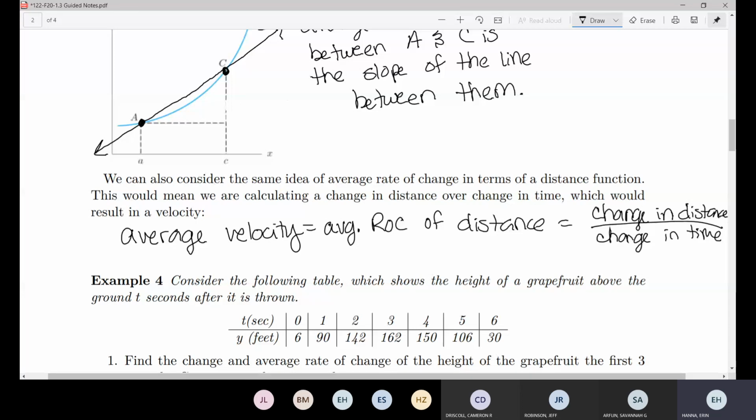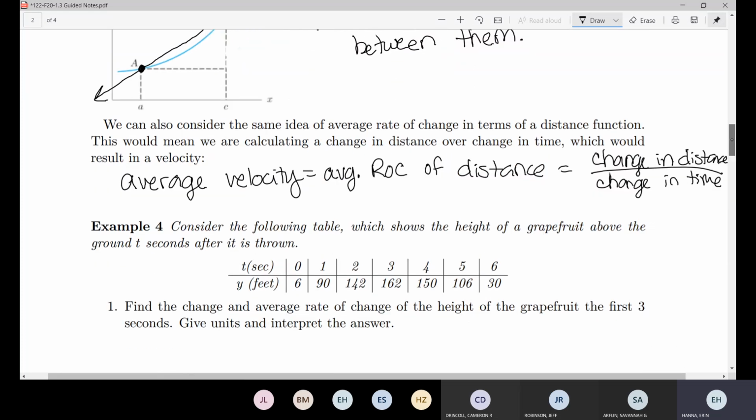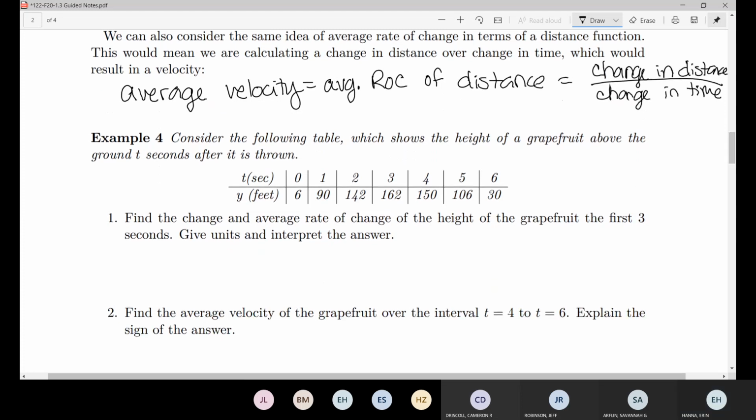So if Wiley says to you find the average velocity, it's just find the average rate of change using the position function. So let's do one quick example of that, then we'll take our quiz, and then we'll be on our jolly way.